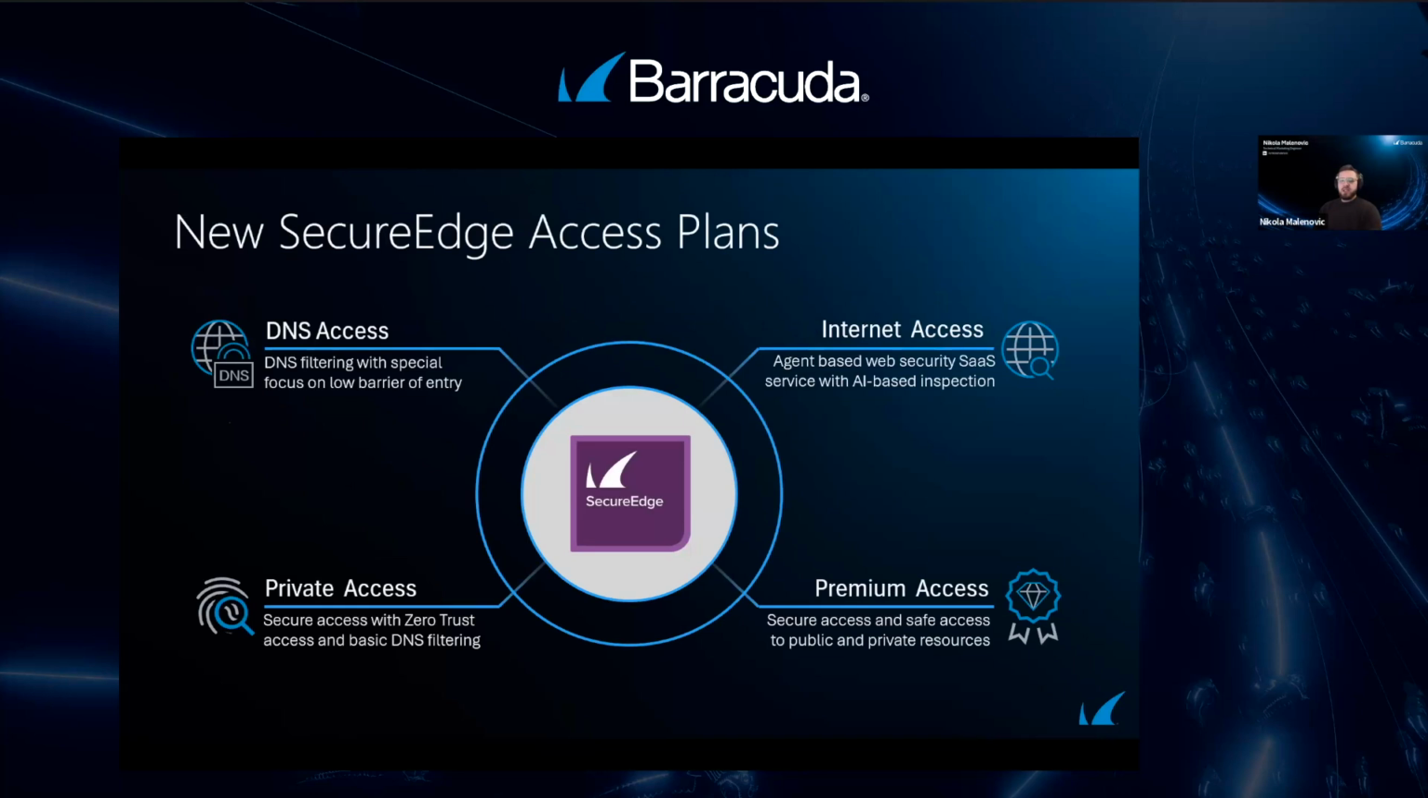So DNS access in the top left corner is our most basic plan and provides a simple entry-level solution for DNS security. Then we have internet access on the right side in the top right corner. This is agent-based web security delivered with all the next generation security mechanisms like TLS inspection and advanced threat protection and many more, and also with AI-based content inspection for social media, which we'll talk about later.